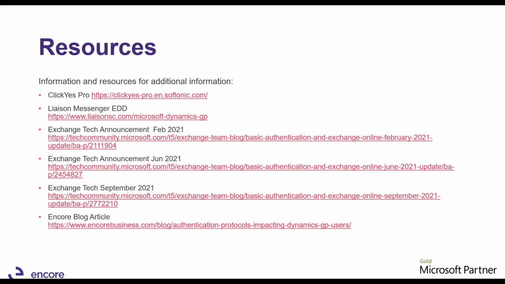So the resources that I've got listed on the screen right now are kind of where it came from. The Exchange Tech announcements in February of 2021, June of 2021 and September of 2021. That was Exchange Tech saying, you need to do this because we're going to shut it down. This is what got into the hands of the GP people, and we're going, okay, we need to work on this. I wrote a blog for it, and that's where you'll find that. This is where this will be posted when this is all done.